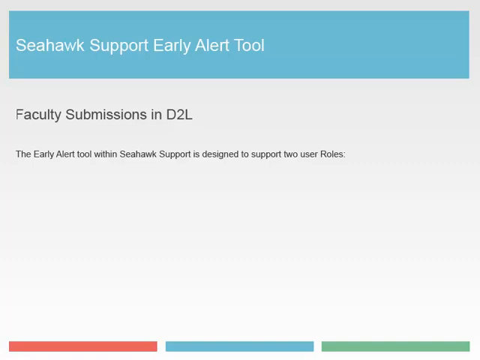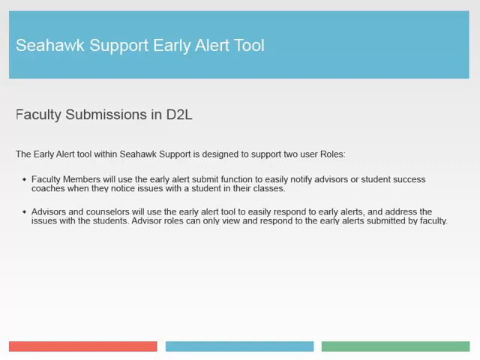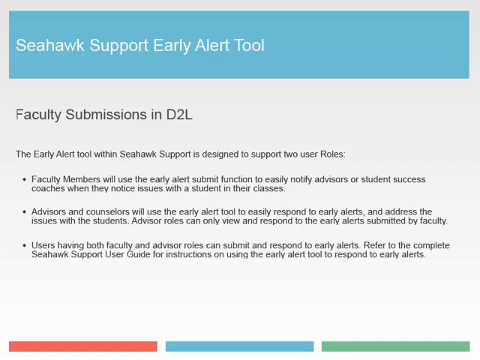The early alert tool within the Seahawk support system is designed to support two user roles. Faculty members will use the early alert submit function to easily notify advisors or student success coaches when they notice issues with a student in their class. Advisors and counselors will use the early alert tool to easily respond to early alerts and address the issues with the student. Advisor roles can only view and respond to the early alerts submitted by faculty. Users having both faculty and advisor roles can submit and respond to early alerts. Refer to the complete Seahawk support user guide for instructions on using the early alert tool to respond to early alerts.